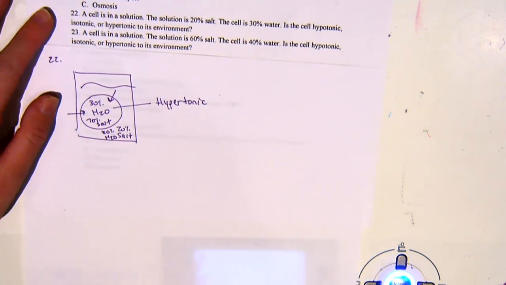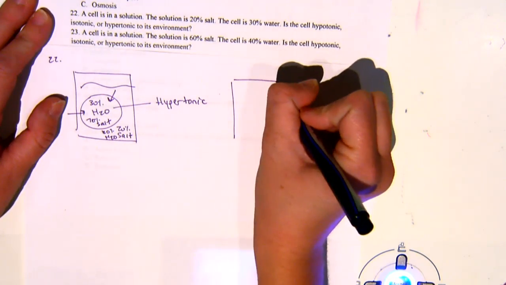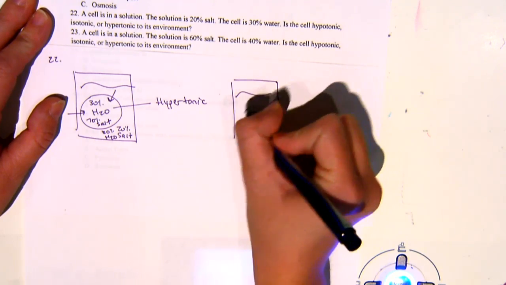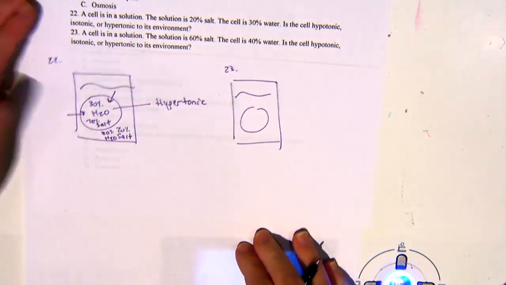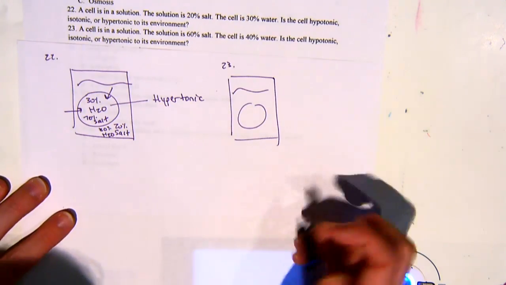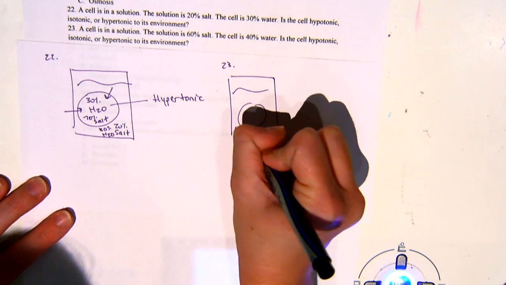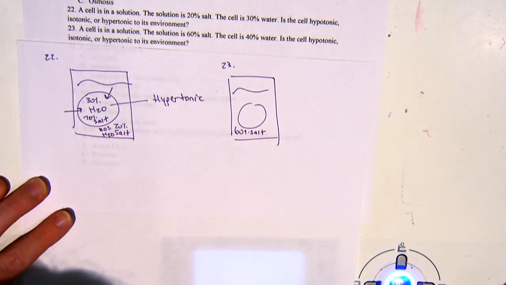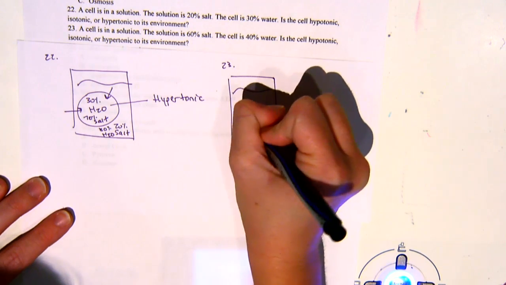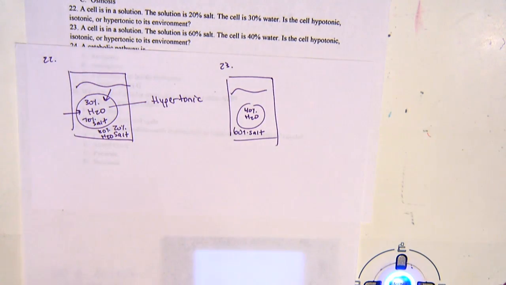22. 23. A cell is in solution. The solution is 60% salt. The cell is 40% water. Is the cell hypo, hyper, or isotonic?